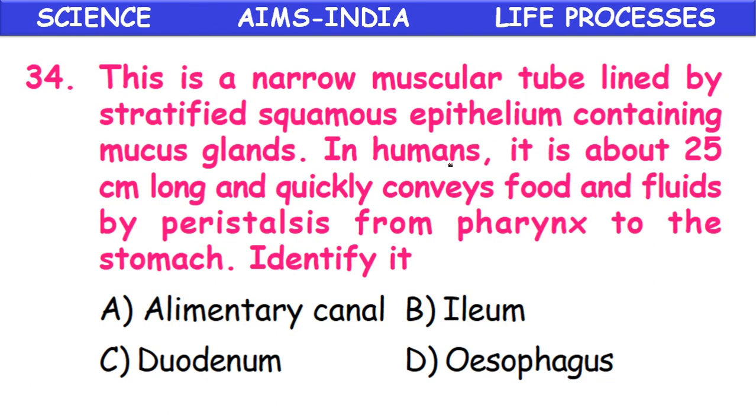This is a narrow muscular tube lined by stratified squamous epithelium containing mucous glands. In humans, it is about 25 centimeter long and quickly conveys food and fluids by peristalsis from the pharynx to the stomach. Identified. Very simple. Peristalsis means immediately food pipe. Okay, here alimentary canal, ileum, duodenum and esophagus are given. So esophagus is also called food pipe.